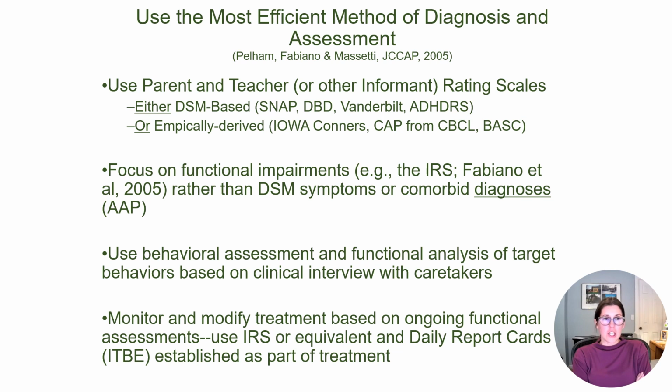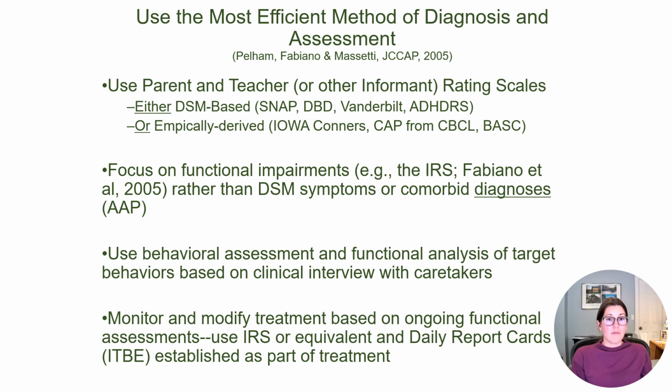The first suggestion is to use parent and teacher or other informant rating scales. These could be either symptom-based rating scales like the SNAP, the DBD rating scale, the Vanderbilt, etc., or they can be empirically derived rating scales like the BASC, the Child Behavior Checklist, the Iowa Connors. These are all some examples of those types of rating scales.